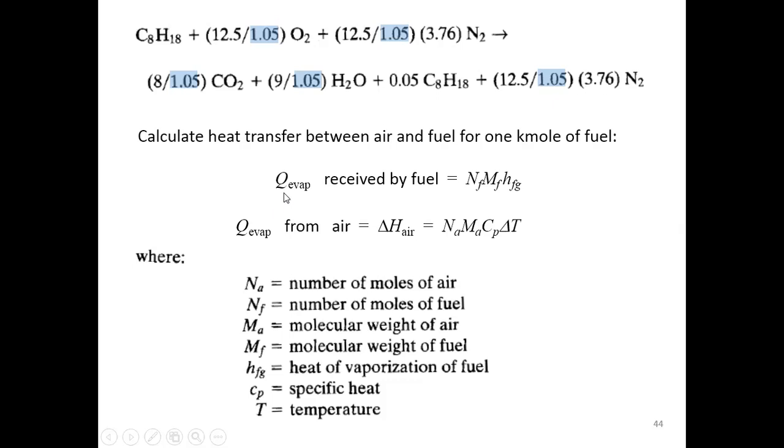So the heat received by the fuel is the mass of the fuel, which is calculated from the number of moles of the fuel times the molecular mass of the fuel, times the heat of vaporization, which is given. The heat that goes out from the air comes from the mass of the air, the number of moles of the air times the molecular mass of the air, times the specific heat, times the temperature difference of the air.